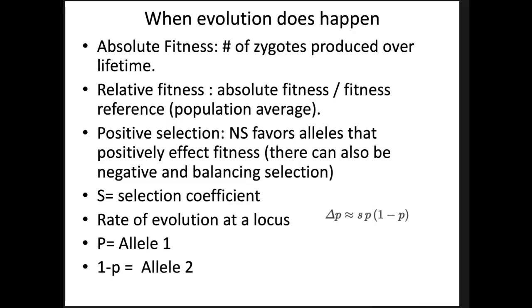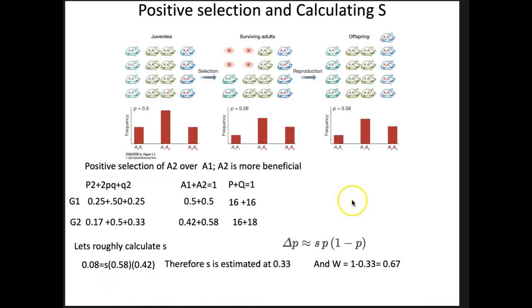So the rate of evolution at a locus is indicated by the change of p. Basically, this is the change over time of a specific allelic frequency. And so you can see here, p is allele 1, and 1 minus p is allele 2. You could also think of this particular example in terms of Hardy-Weinberg. So p in that example would be p, and then 1 minus p would be q. Okay?